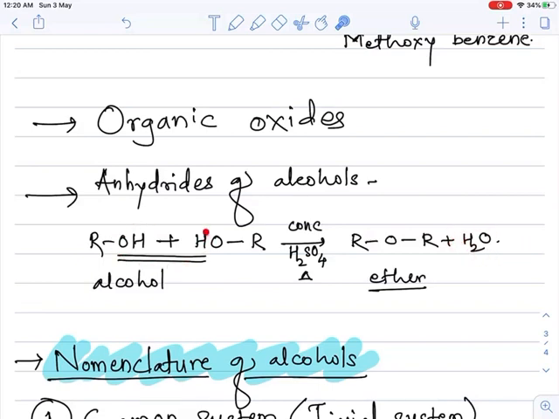So by the removal of a water molecule from both the molecules of alcohol, we get the ethers. So this is maybe one preparation method for ether, by removal of a water molecule from the alcohols. That's why these ethers are also considered as anhydrides of alcohols. So this is about the ethers.